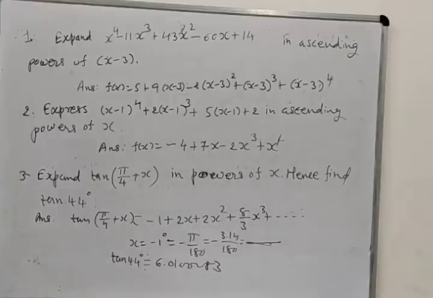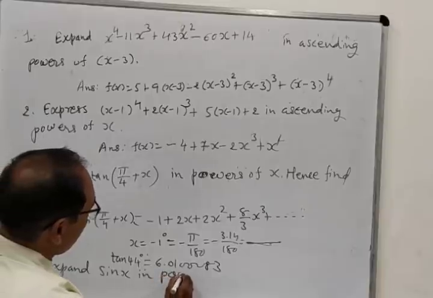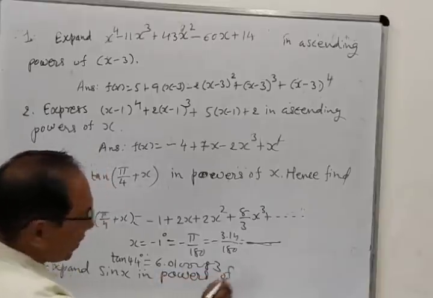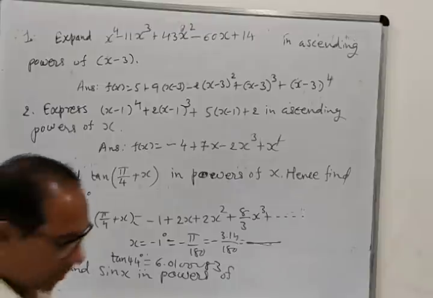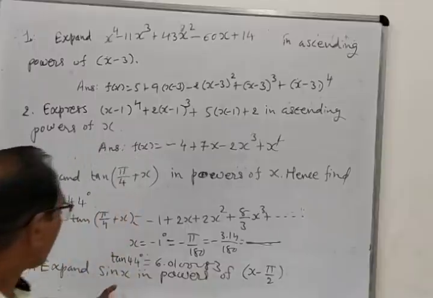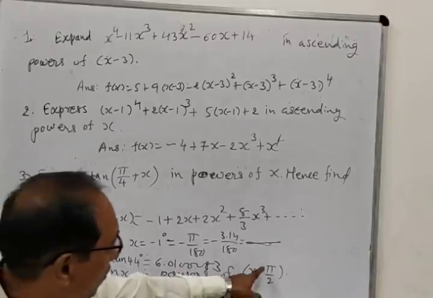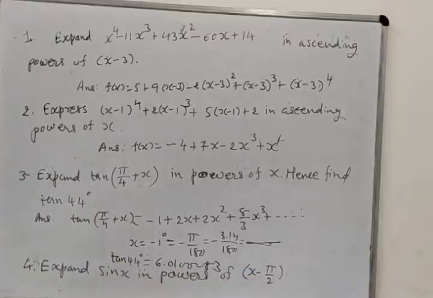One more example, fourth example: expand sin x in powers of x minus pi by 2. So here you will have to use Taylor series directly. First form of Taylor series, that means f of x equal to sin x. There you will have to put a equal to pi by 2.